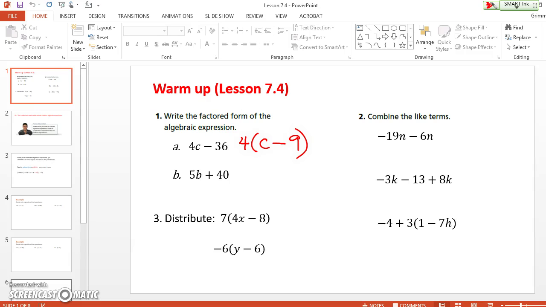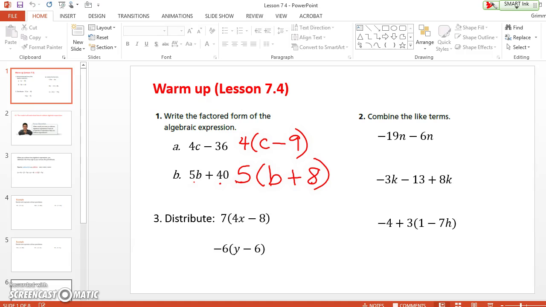Kendall. Plus what? Plus 8. Very good, because 5 times b is 5b, and 5 times 8 is 40. Perfect job, okay? All right, number 2, combine like terms.